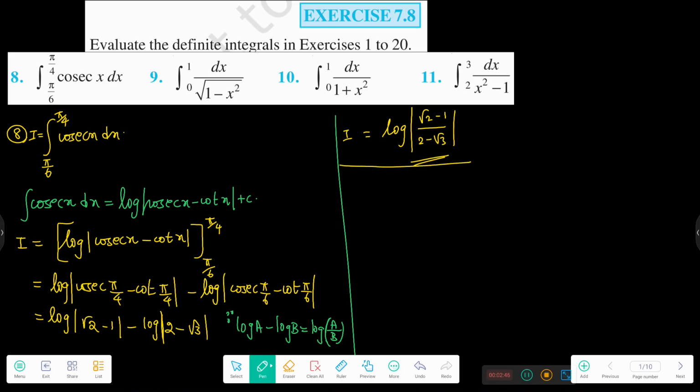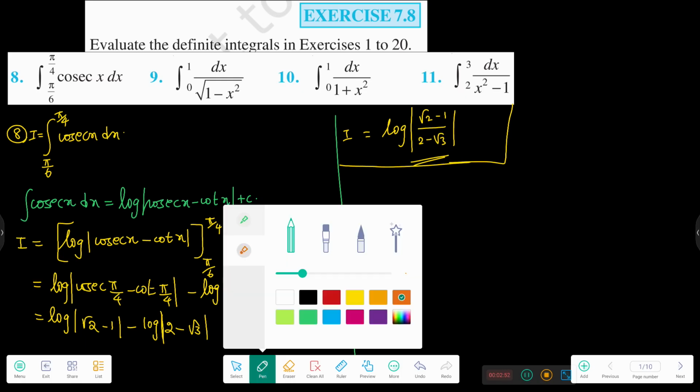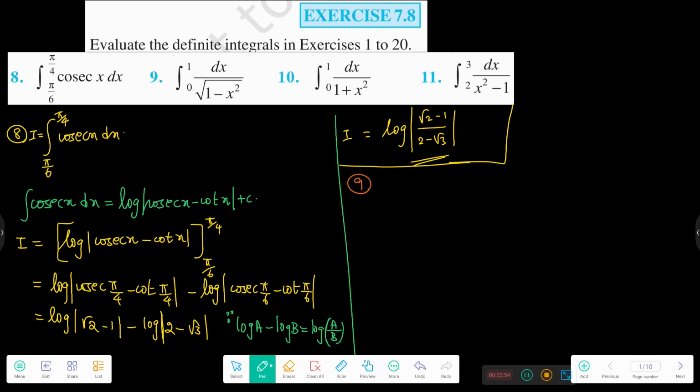Question number 8 answer. Now the 9th one, let's start. The 9th one: integral 0 to 1. Is the book's answer correct for the 8th one? Okay. The 9th one is 1 divided by square root of 1 minus x square into dx. So the 9th one I have written there.